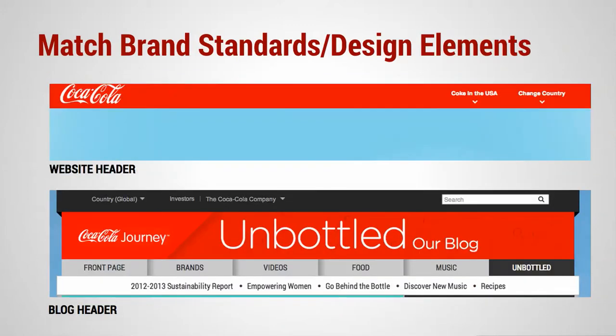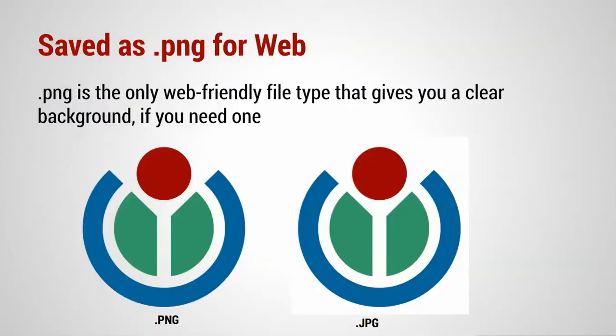And last but not least, an example from Coca-Cola. You can sort of make your own determination of how they've carried these things over. What I think is interesting about this is the texture on the blog header is the texture from their soda can. Now the last consideration when designing blog headers is very simple, and it's just that you want to save as a PNG for the web.